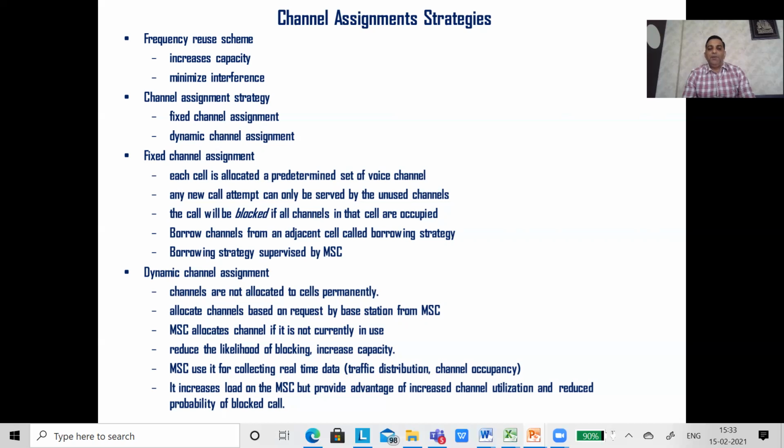So if you compare the MSC operation in fixed channel assignment and in dynamic channel assignment, the MSC is very busy in dynamic channel assignment. The additional advantage is that subscribers are getting continuous service without blocking of calls, which is the biggest advantage of dynamic channel assignment. That's why dynamic channel assignment strategies are used in cellular networks.